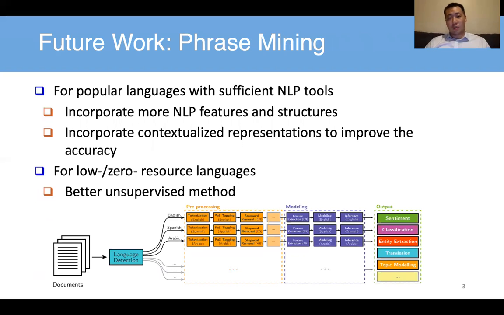So for some future work, one is on phrase mining. We may think about how to incorporate the natural language processing features and structures into the data mining philosophies to improve the performance of the tools. And also for the low or zero resource languages, whether we can develop better unsupervised methods to solve the problems. Since we have very mature technologies for popular languages such as English and Spanish, can we transfer the knowledge learned from those languages to improve the performance on low and zero resource languages?